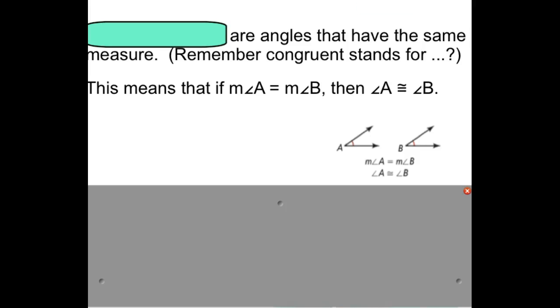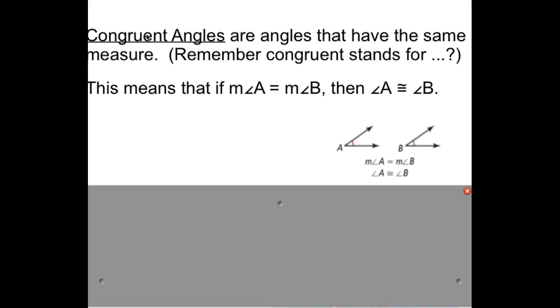All right, this is Geometry Lesson 1-4, Part B of the lesson. One topic we have to talk about today is congruent angles. You probably haven't heard the word congruent, or you've heard it just recently. Congruent angles are angles that have the same measure. Remember what congruent stands for? It stands for two things being the same.